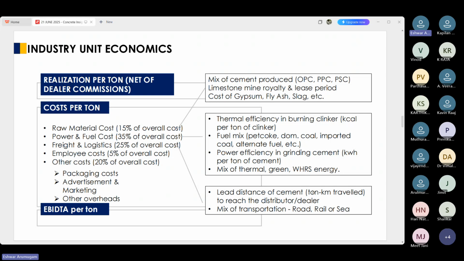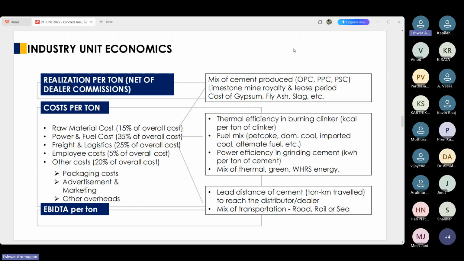So all the cement companies want to decrease their lead distance as much as possible. This is done by having a lot of grinding units in areas where they feel there is good demand coming up, or having a bigger cluster of units. Such impetuses make the lead distance come down for a cement company.